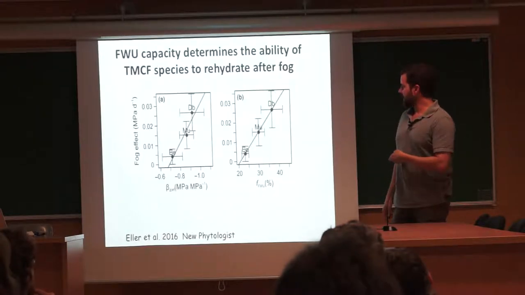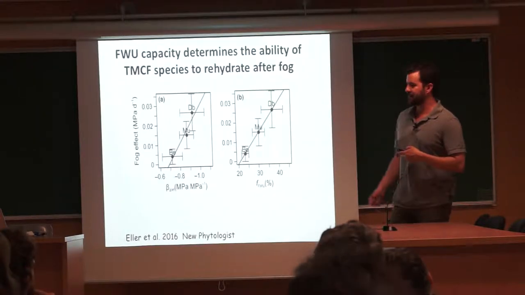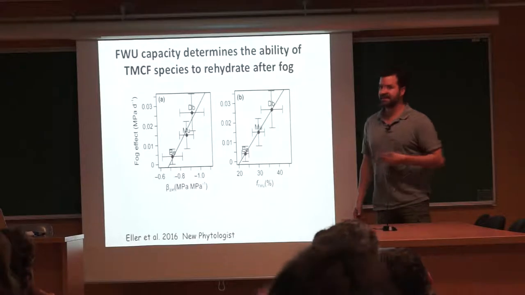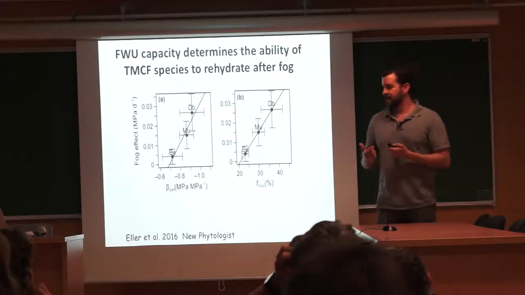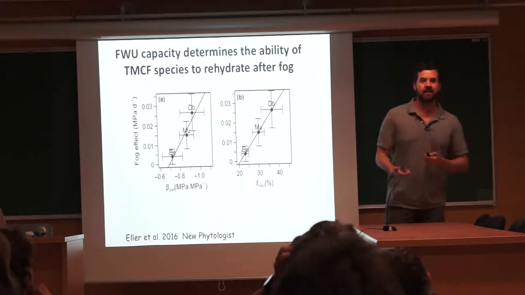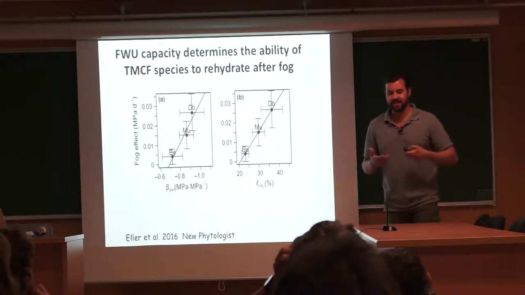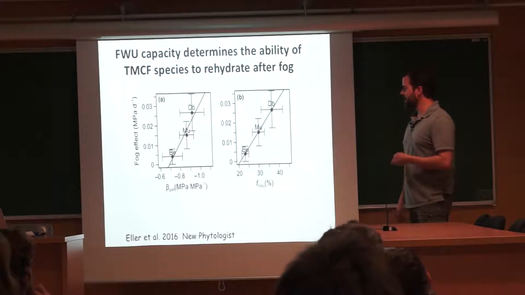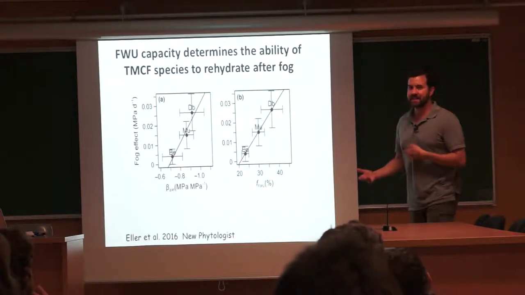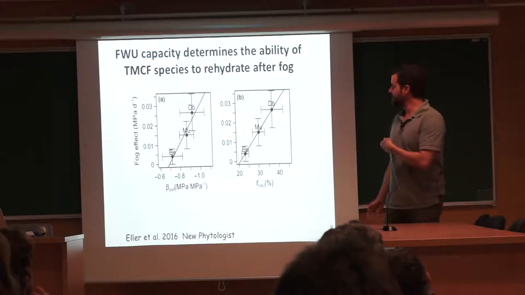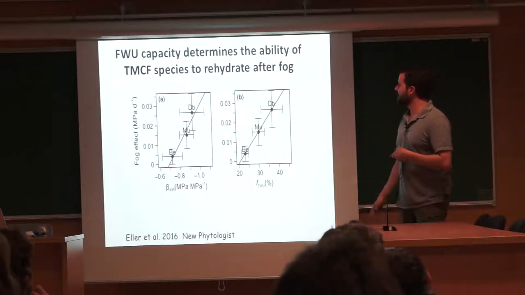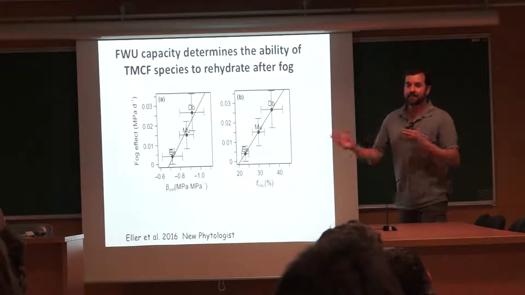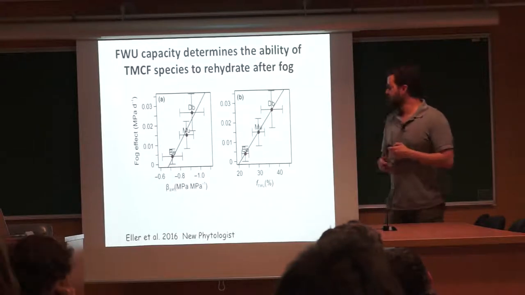And these different capacities, they actually had this fog effect, which is basically how much the fog increased the water potential, how much the fog actually hydrated these leaves after they have been exposed to some droughts. And basically, the plants that had the higher foliar water uptake capacity, of course, they also were more hydrated. So this is basically showing that there is some functional variation in this process within the community.